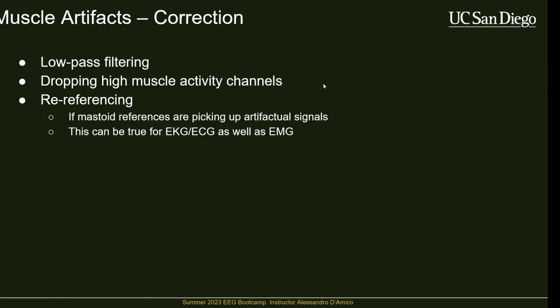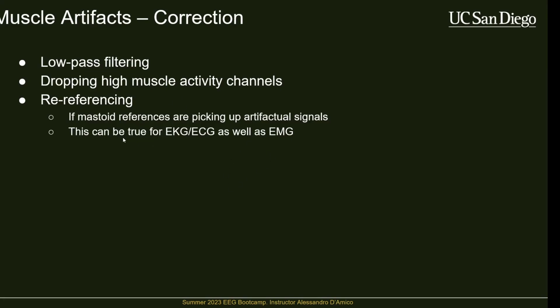You can also drop high muscle activity channels like T7 or T8. Again, it depends on what you're doing. In some studies, you're really only ever looking at a single electrode, so if T7 and T8 are noisy, but everything else is clean, it's not really the end of the world.